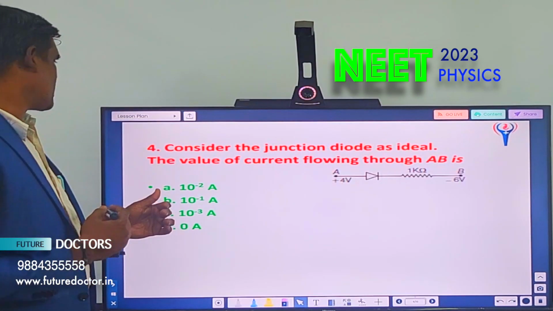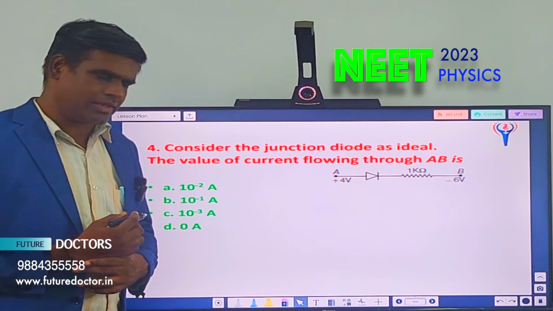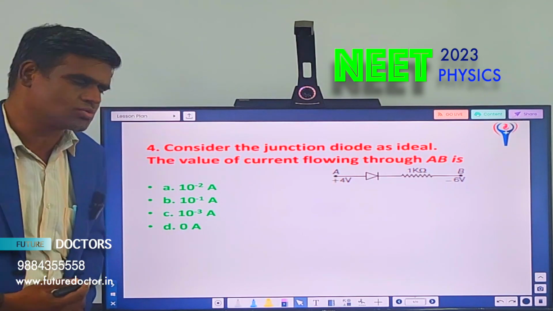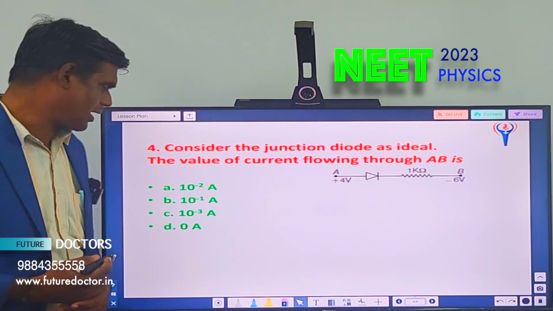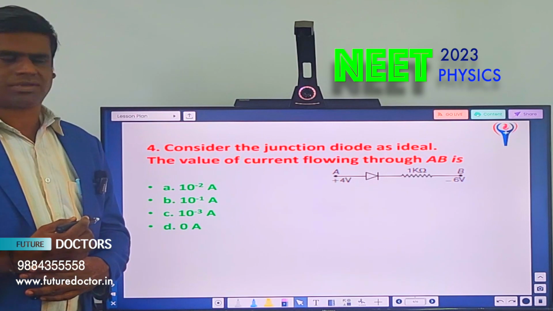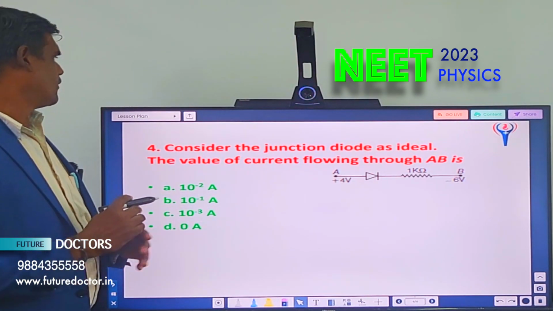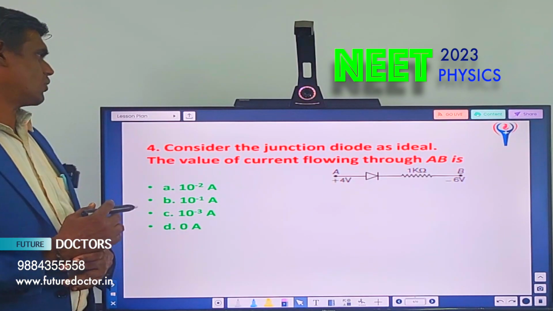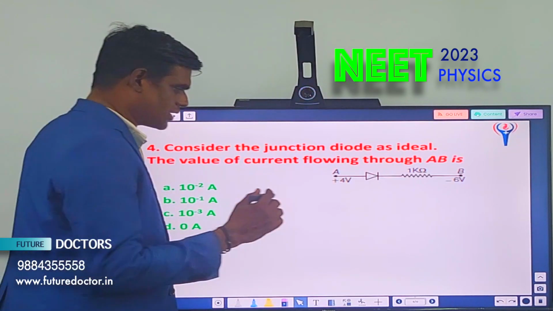Consider the junction diodes as ideal. The value of current flowing through AB is dash. A, 10 power minus 2 ampere. B, 10 power minus 1 ampere. C, 10 power minus 3 ampere. D, 0 ampere. Here you should know the value for an ideal junction diode. By knowing that, you will find the current value. Let's move to question number 5.